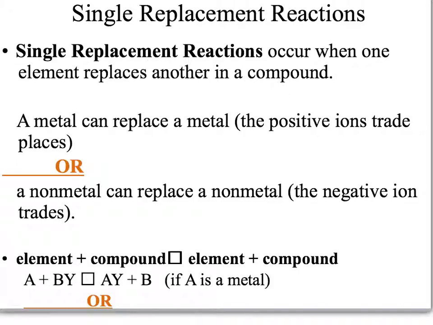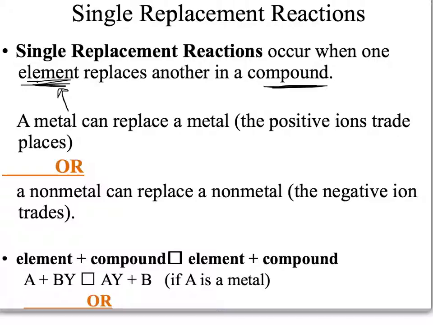Here's the actual definition of single replacement reactions, which you've already seen many times. A single replacement reaction occurs when one element, an element is the big word, replaces another in a compound. The element is the one that goes to the party by himself. The compound is somebody that is hooked up, if you will, and that element's going to come in and break them up.